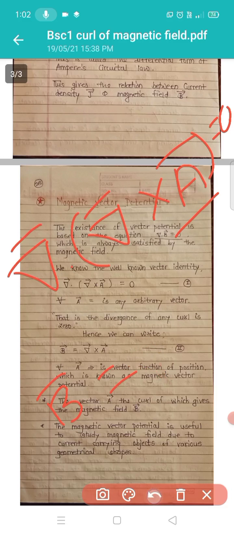In this class, we learned the curl of magnetic field and the magnetic vector potential.